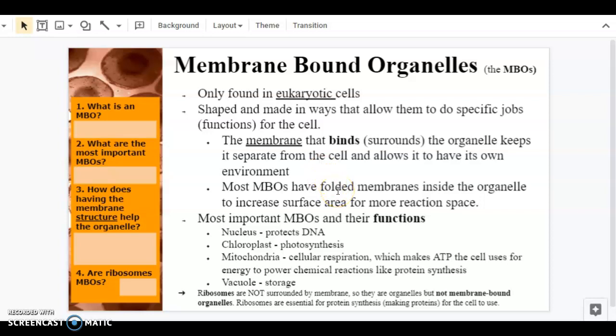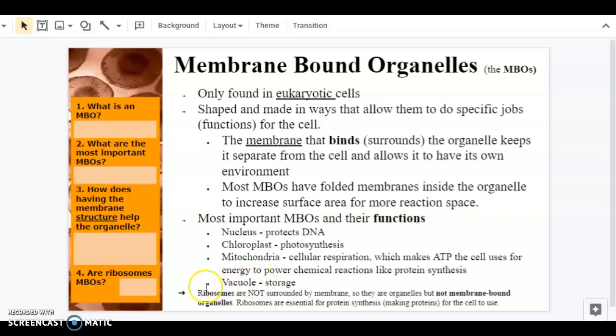They also often have folded membranes that increase their surface area and give them more space inside to pack in enzymes and chemicals. Some of the most important MBOs are the nucleus, the chloroplast, the mitochondria, and the vacuole. What do those do? Well, the nucleus protects the DNA. The chloroplast lets the cell do photosynthesis quickly and efficiently. The mitochondria lets the cell do cellular respiration more efficiently, which means the cell can make more ATP quickly. And the vacuole allows the cell lots of little storage spaces.